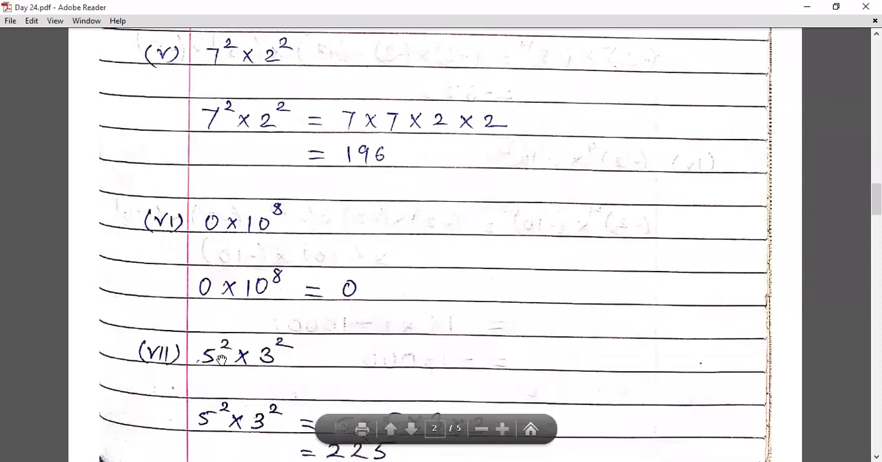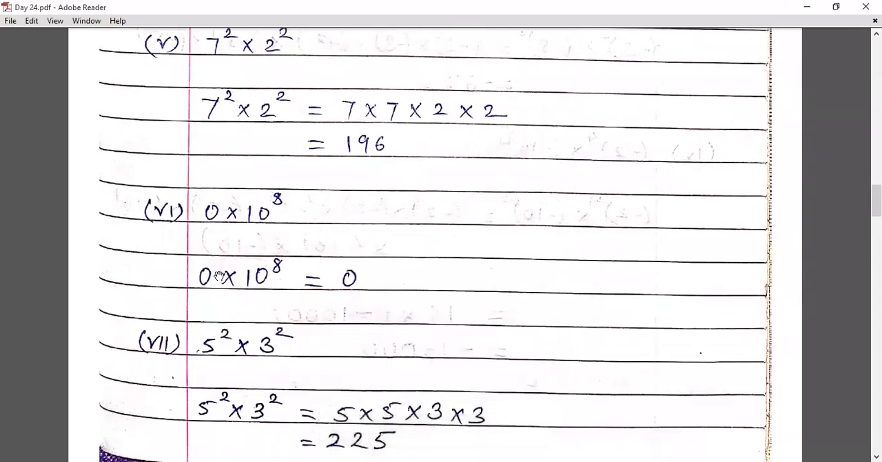Part 6 is 0 into 10 to the power 8. 0 when multiplied by a number will give you 0. So we can write it directly.